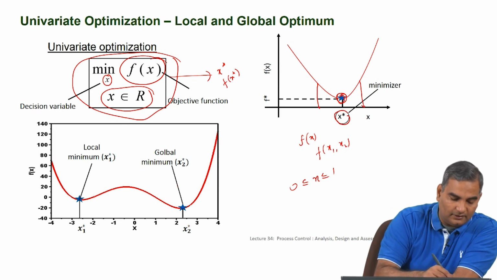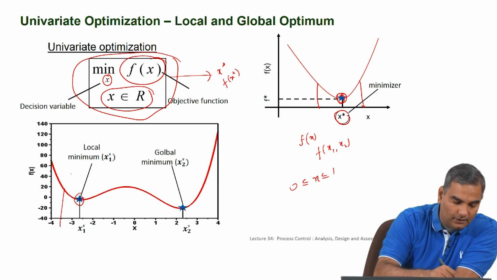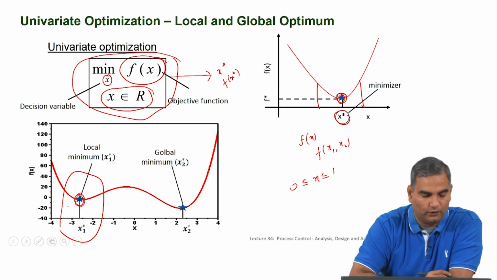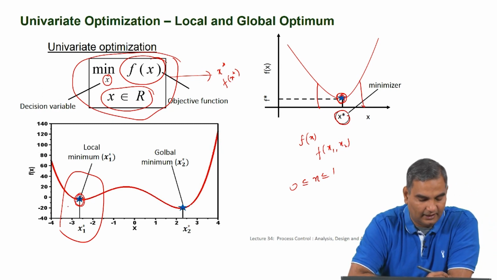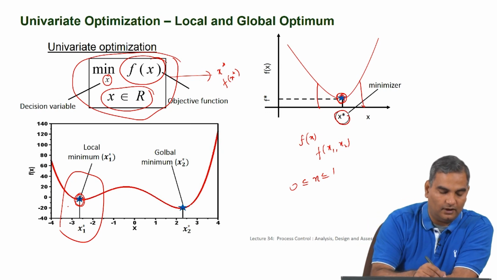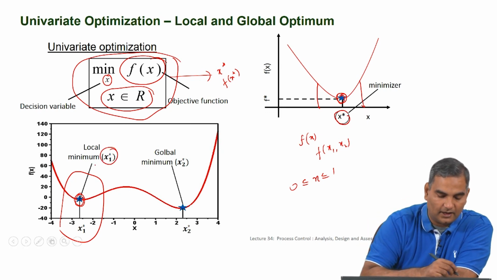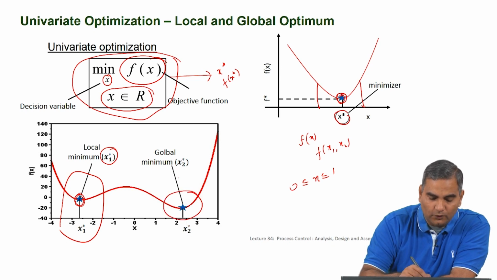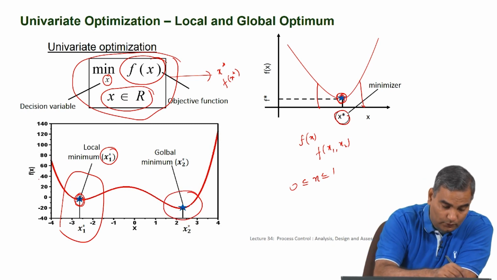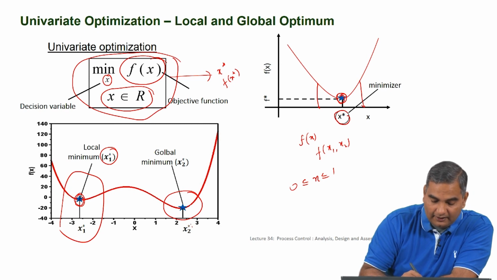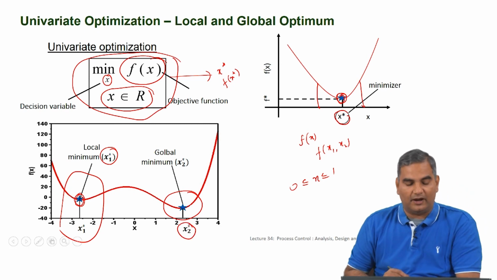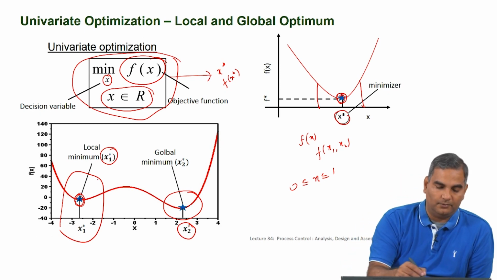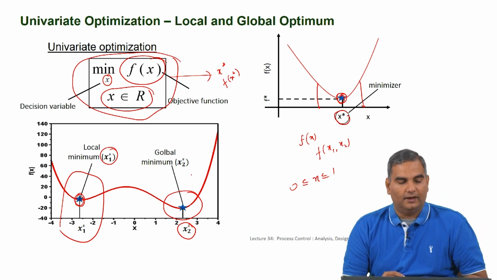If you look at this point here, in the locality of this point, you will clearly see that this is the lowest value this function can take. This is called a local minimum, x1 star. If you look around this other region, the lowest value the function can take is lower than this, and the decision variable value at which this happens is x2 star. So, this is called a local minimum, and this is called a global minimum.